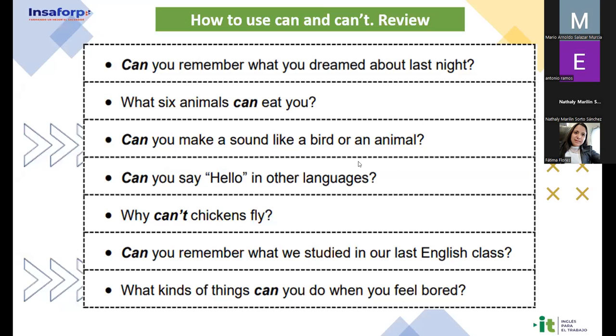Okay, I was explaining. Why can't chickens fly? Can you remember what we studied in our last English class? What kind of things can you do when you feel bored? Okay, when you feel bored is cuando usted está aburrido. Okay, so answer the questions, please. Answer the question in your notebook.